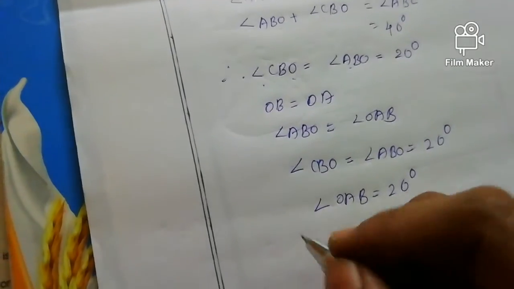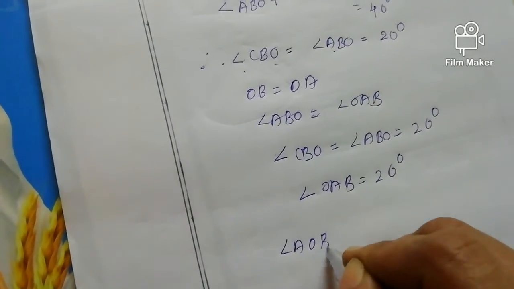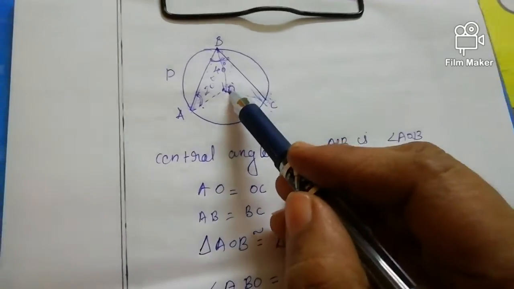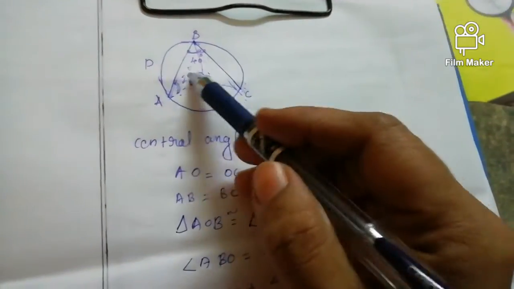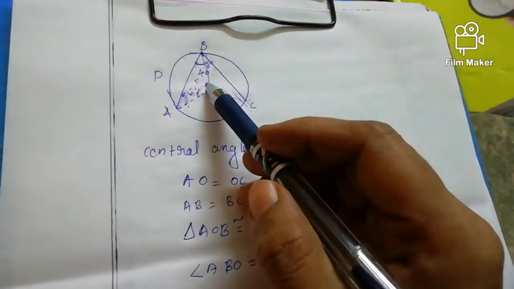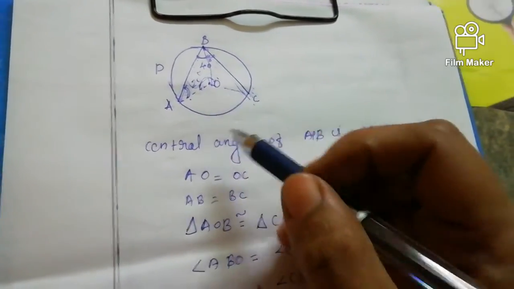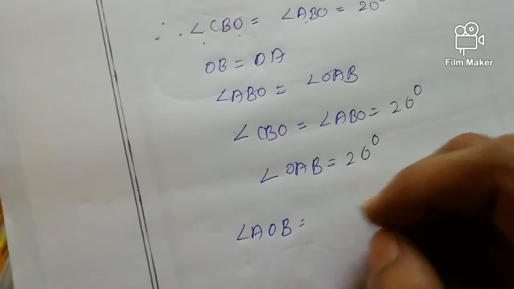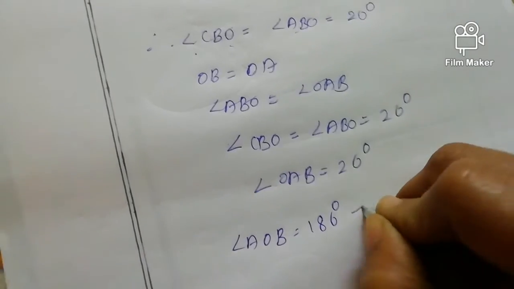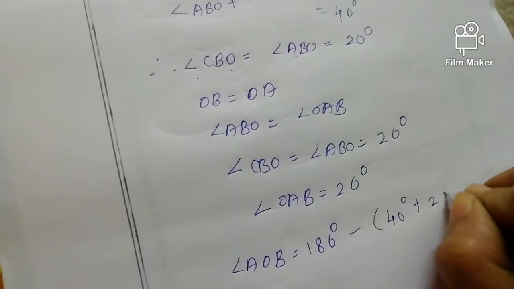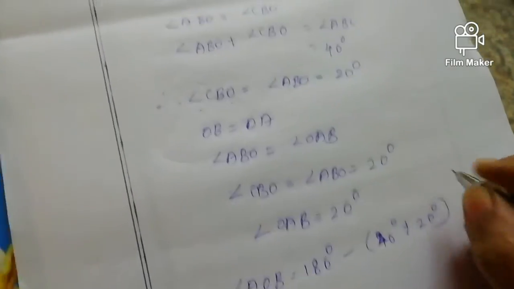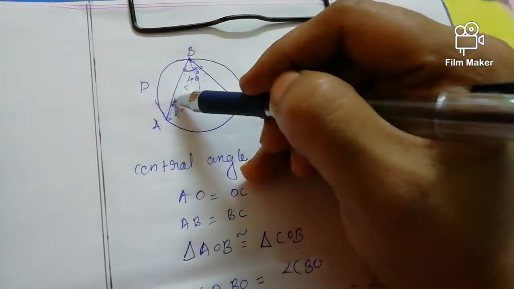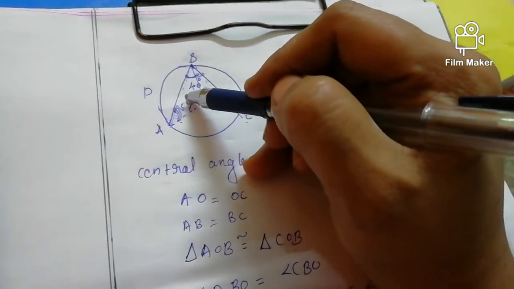Using these angles, we can find angle AOB. This is the central angle of the arc APB. We know that the sum of these three angles is 180 degrees because the sum of the angles of a triangle is 180 degrees. Using that property, we can write angle AOB is equal to 180 degrees minus, sorry, 20 degrees plus 20 degrees. Here this angle is 20 degrees and this is also 20 degrees.